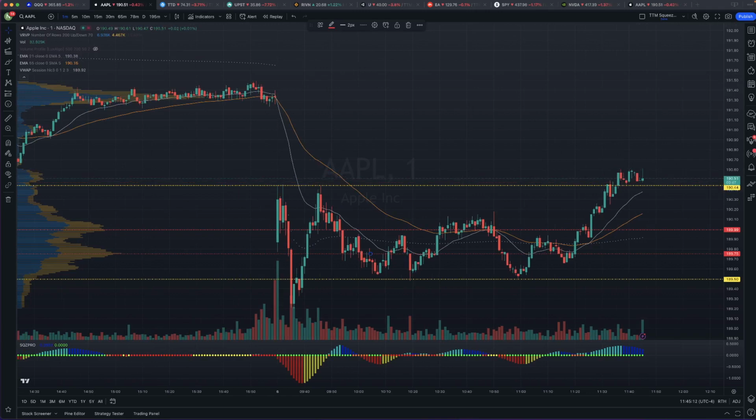I don't know if this is helpful watching sort of a live trade idea potential or not.